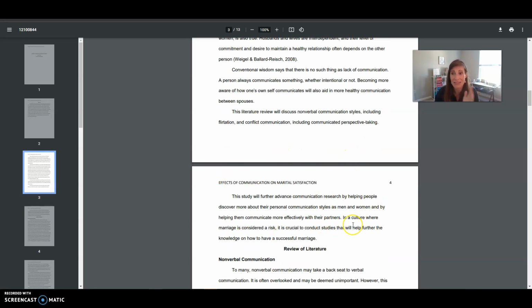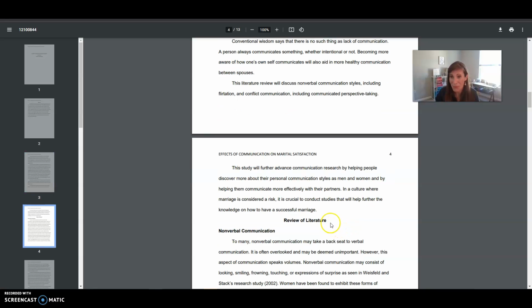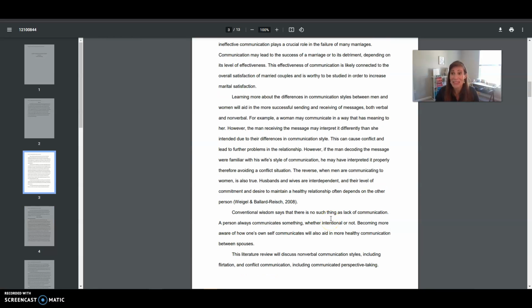Hannah's last paragraph here says this study will further advance. Remember, you're not conducting a study. So you could say this literature review will further advance research. So you can, again, mention the intended audience or the justification, the good part of why this literature review was needed, why it's crucial to have this kind of literature review. And then we move into the body of the paper, which you will have another video around that separately.